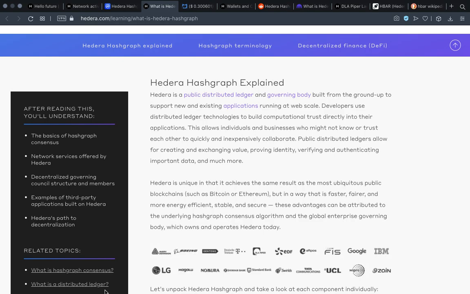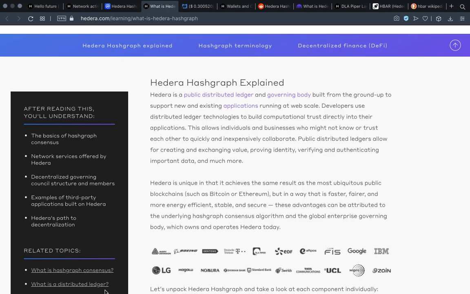Lastly, Hedera Hash Graph explained. Hedera is a public distributed ledger and governing body built from the ground up to support new and existing applications running at web scale. Developers use distributed ledger technologies to build computational trust directly into their applications. This allows individuals and businesses who might not know or trust each other to quickly and inexpensively collaborate. Public distributed ledgers allow for creating and exchanging value, proving identity, verifying and authenticating important data, and much more.